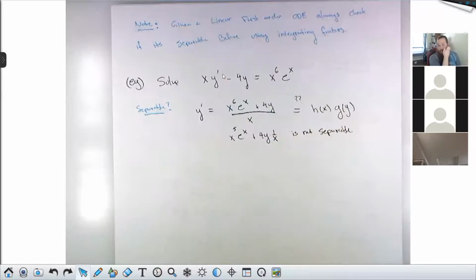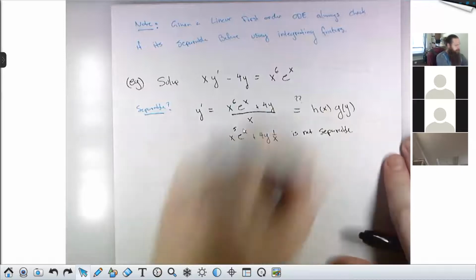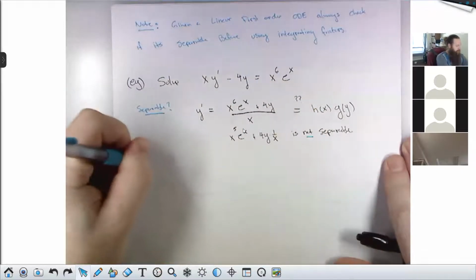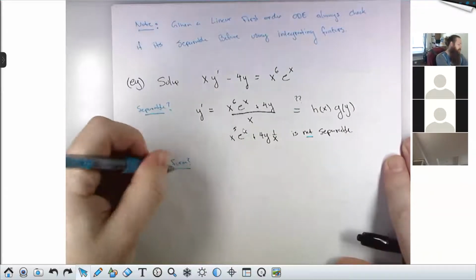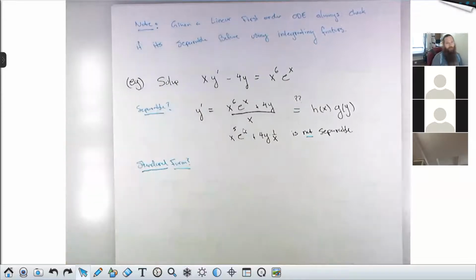Sometimes you got to look pretty hard. Sometimes the algebra tricks to separate the variables are not obvious. But no, this one is not separable. So, okay, is it in standard form? Now that it's not separable, we know we're going to use the method of integrating factors. So I got to put it in standard form. Are any of these things here standard form? No, they're not. So let's take this original expression and try to put it into standard form.